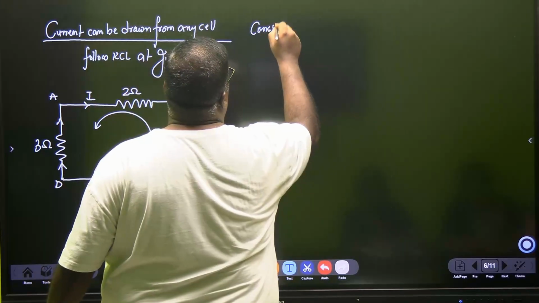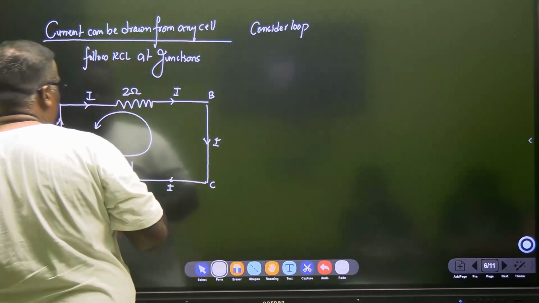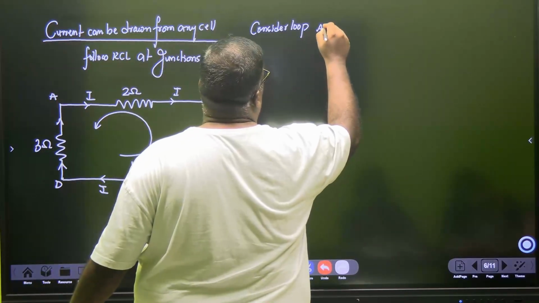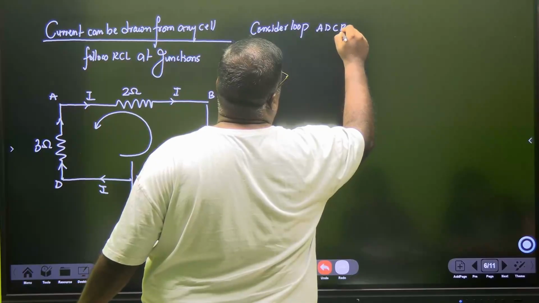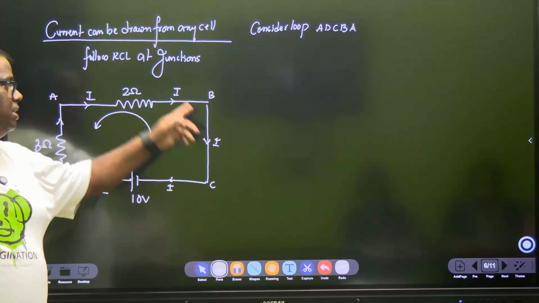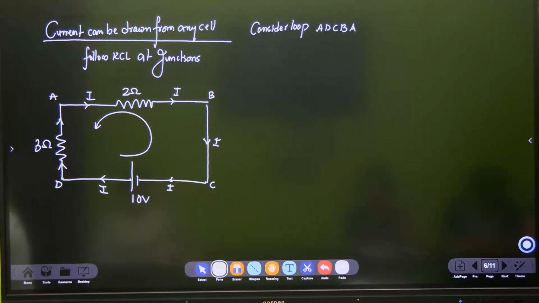Consider the loop. So how is your loop now? Your loop is anti-clockwise, huh, children? So your loop is A, D, C, B, A. Remember, the first and the last should match. A, D, C, B, A. Fine. Shall we start? Okay.